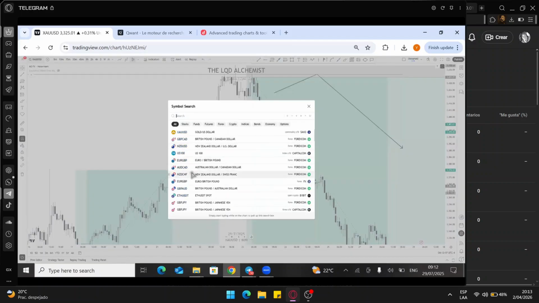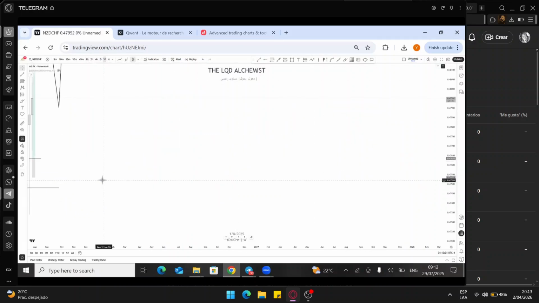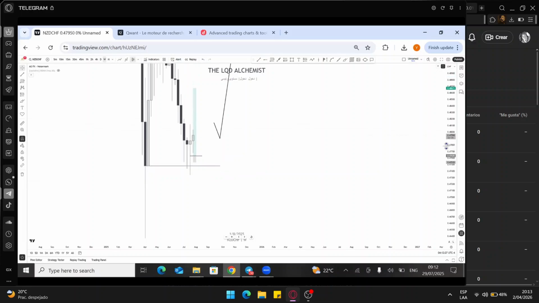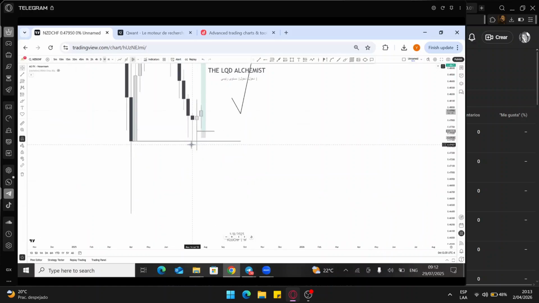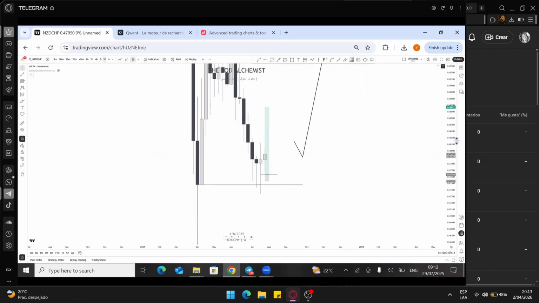I think it's NZD CHF. NZD CHF, weekly. We had this key level right here. So this is CRT here, but this candle is very, very small. I want a huge candle. I want the longest candle. This one is too small, so I will mostly avoid this type of candle. But we can say this movement might have started.